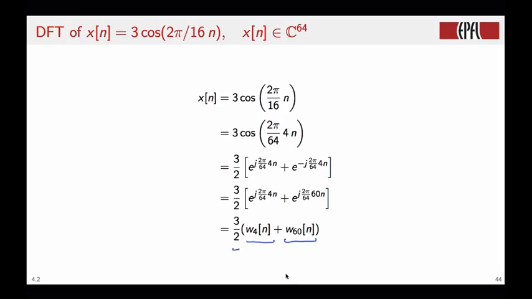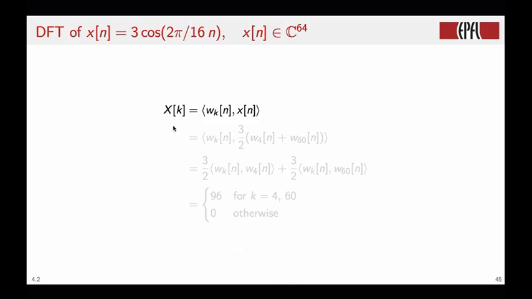So X[k], the kth Fourier coefficient, will be equal to the inner product between basis vector number k and our signal. If we replace the signal with what we just computed before, we have this formula here. Because of linearity, we can split this into two distinct inner products, and we have 3 over 2 times the inner product of the generic basis vector with basis vector number 4, plus 3 over 2 times the inner product of the generic basis vector with basis vector number 60.